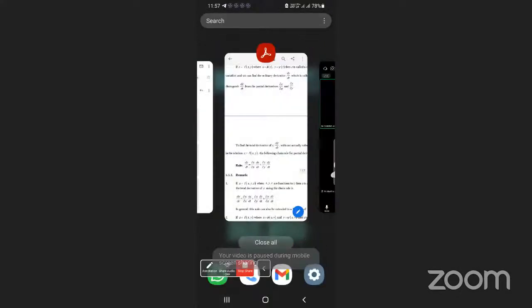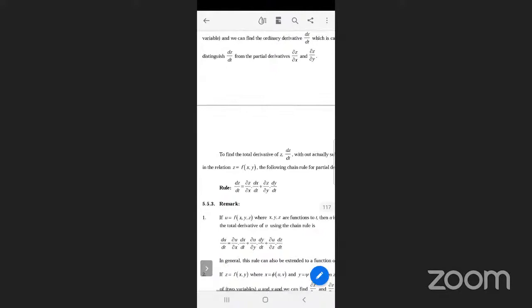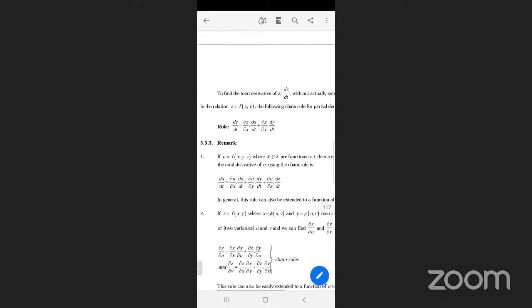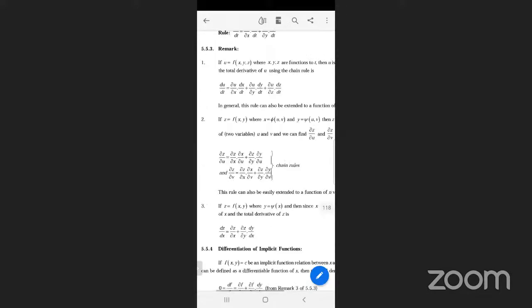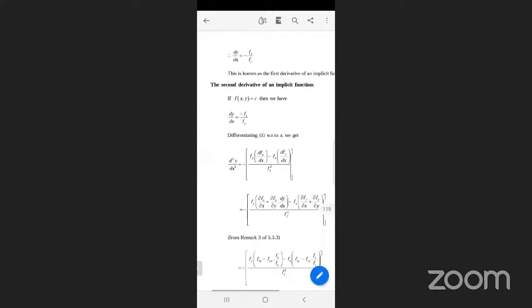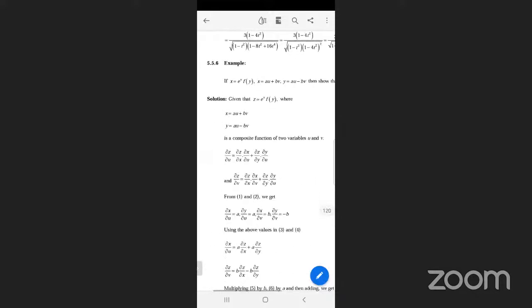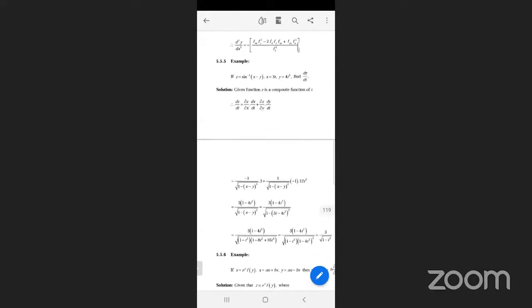Coming to the problems on total derivative. See here, this is on two variables and this is on three variables. Similarly, you can apply the chain rule for 4 variables, 5 variables, up to n variables. Next, differentiation of implicit functions. Whenever one function is a combination of other functions, how are we going to do the differentiation? I will explain that with one example. See here, this is x equal to s.